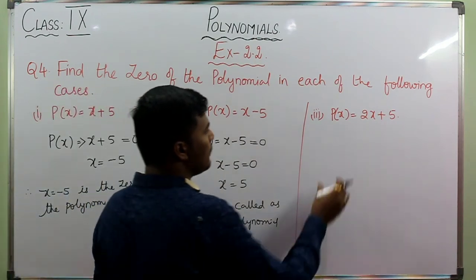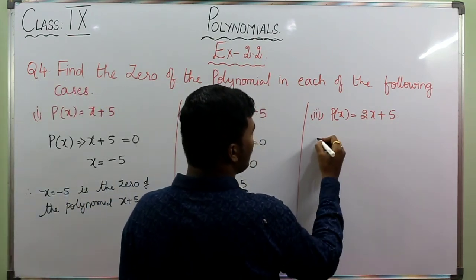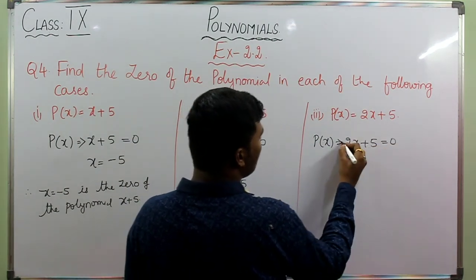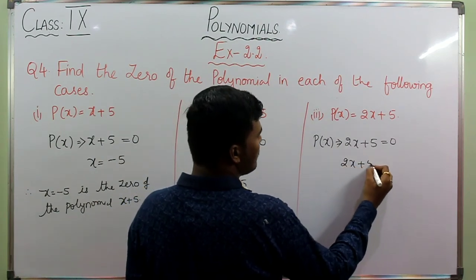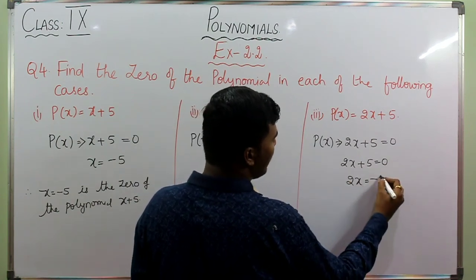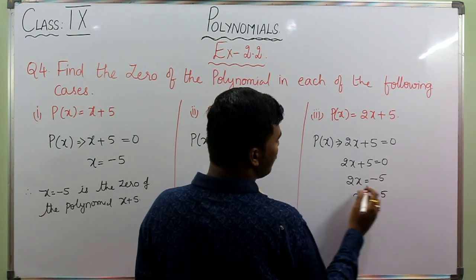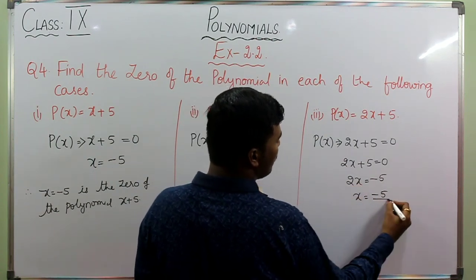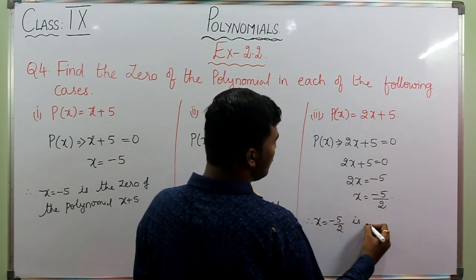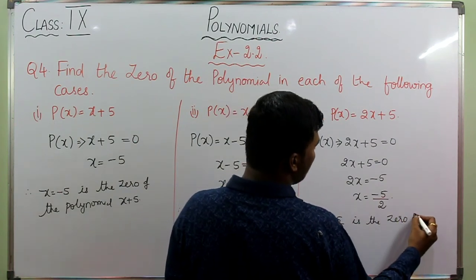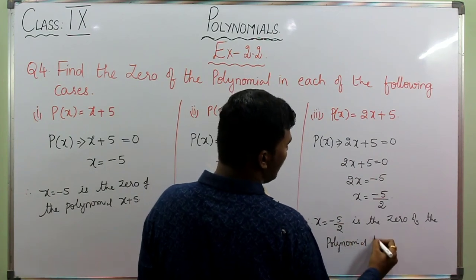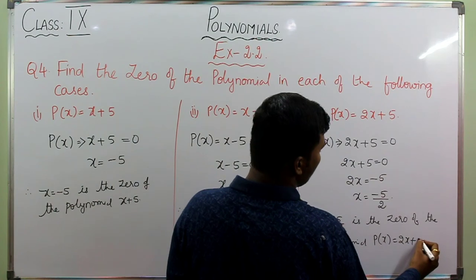Okay, the next one, P of x is equals to 2x plus 5. So directly I am taking P of x is equals to 2x plus 5 is equals to 0, right? So 2x plus 5 is equals to 0. From this 2x is equals to plus 5, if you shift that side, minus 5. X is equals to minus 5. It is getting multiplied here, so shift it to the denominator. So therefore x is equals to minus 5 by 2 is the 0 of the polynomial P of x is equals to 2x plus 5.